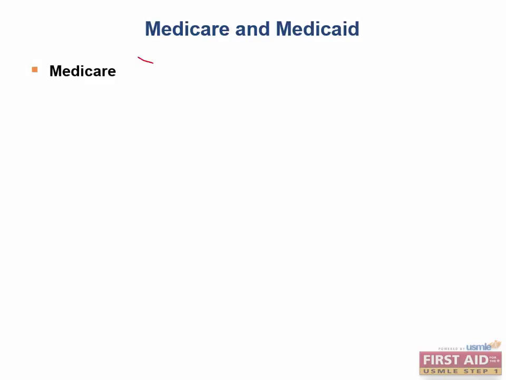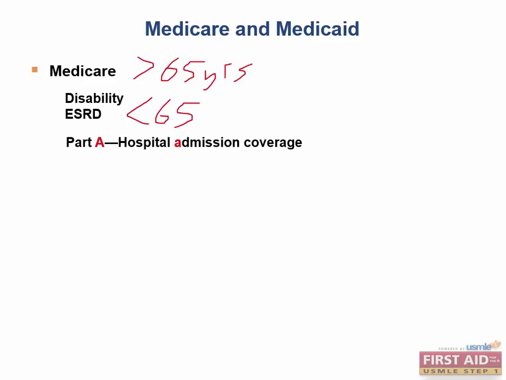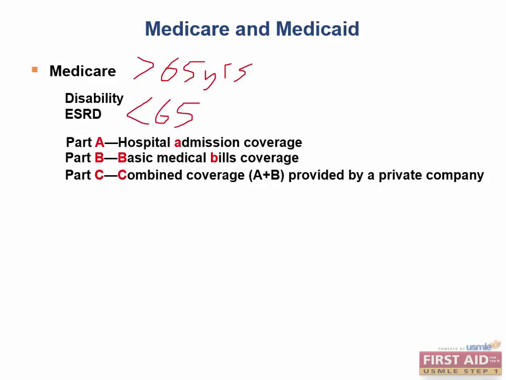Medicare is available to patients over 65 years old or under 65 if they have some sort of disability or end-stage renal disease. Now, there are 4 parts of Medicare that you should know about. A is for the hospital. B is for basic medical bills. C is a combination of A and B where hospital admissions and basic bills are covered by a private company. This is also called Medicare Advantage. Some plans also include Part D, and D is for prescription drugs. You can remember the parts pretty easily. A for admission, B for bills, C is a combination, and D for drugs.